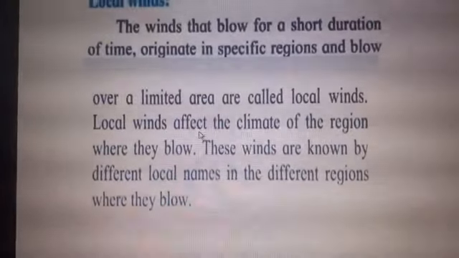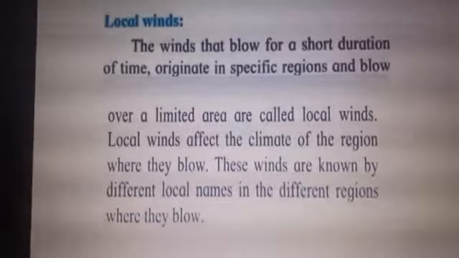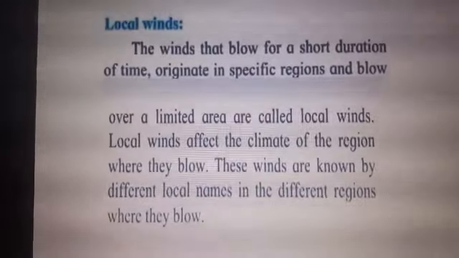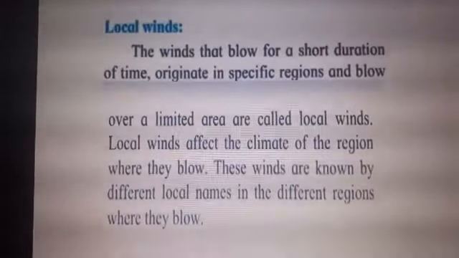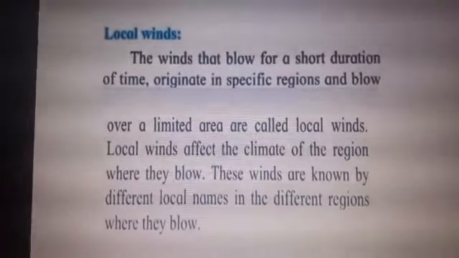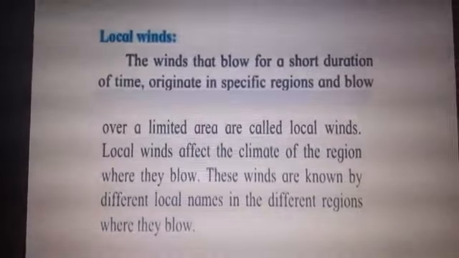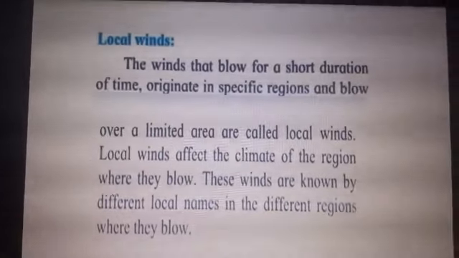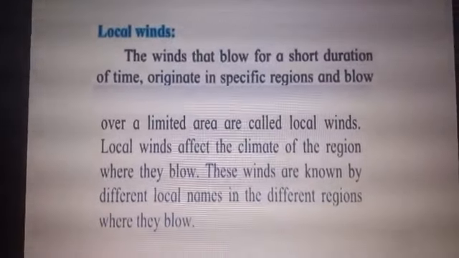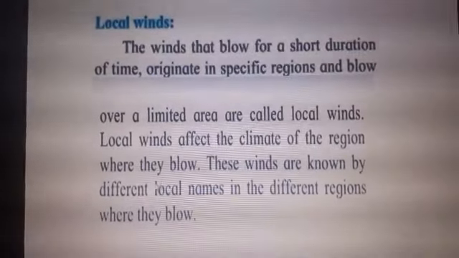Local winds affect the climate of the region where they blow. Suppose you see sometimes it is cloudy in our area and sometimes it is not cloudy in another area. We find the rains are uneven. Let me give you an example, children, we are living in Nasik. Sometimes it rains in Nasik Road or Jail Road, but if you go to the city, you find there is no rain. Or sometimes you find rain in the Nasik Trambakeshwar area, the hilly region, and if you come to the city side, you find no rain. So rains are also uneven.